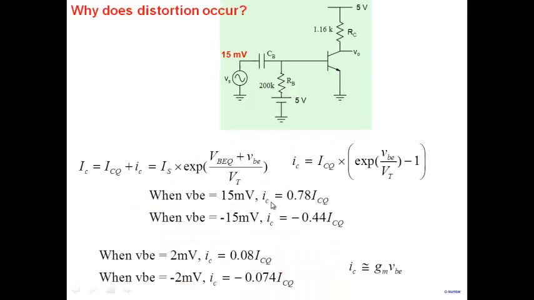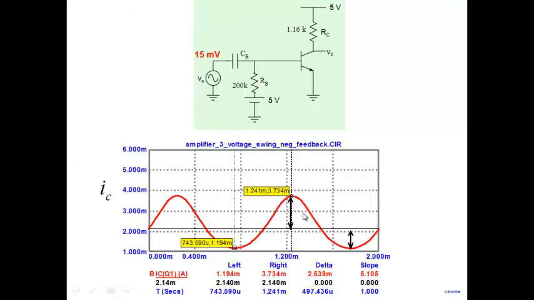That's what we saw here. Remember, positive collector current is 0.78 and negative is minus 0.44. And this is what you see here. So if you have to get rid of distortion, what should you do in this circuit? Note that a large value of collector current will result in a larger negative voltage drop, because there is a phase difference between the two, so you get different peak values here.